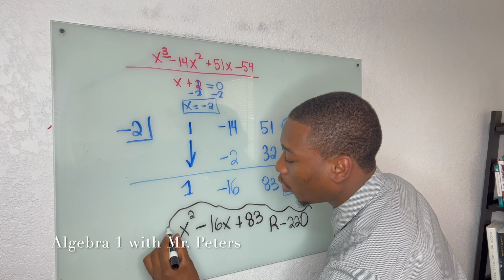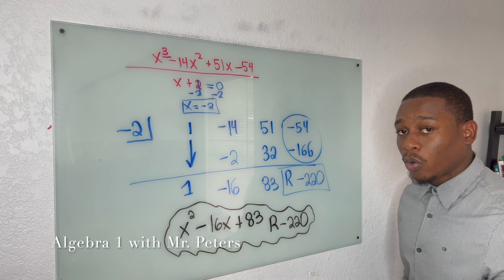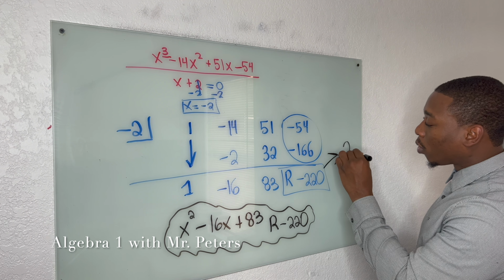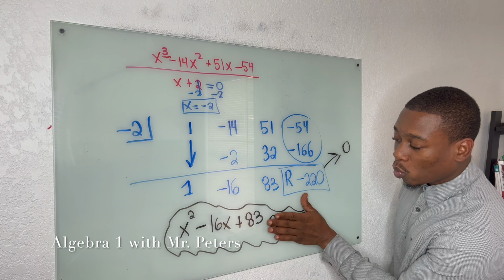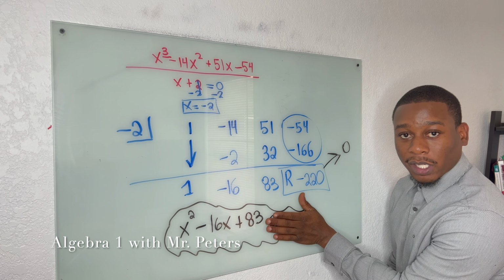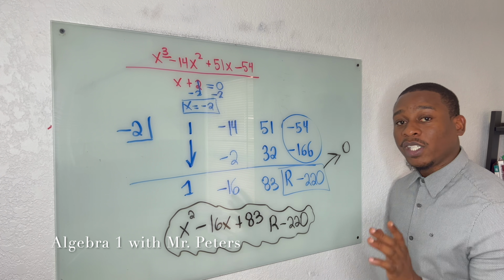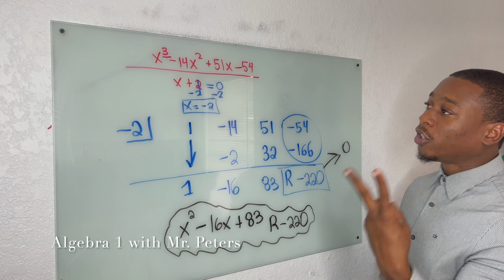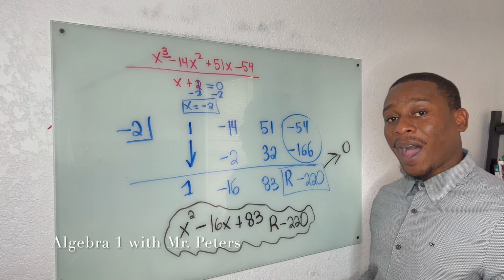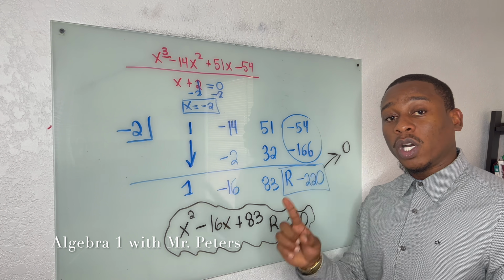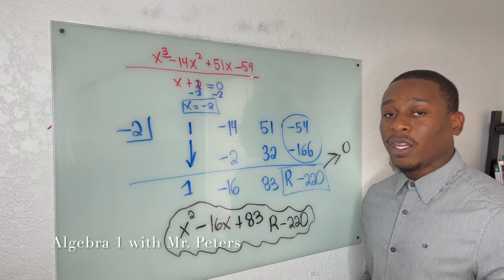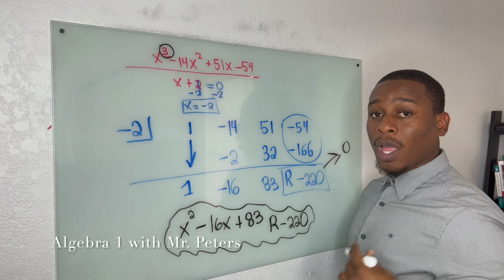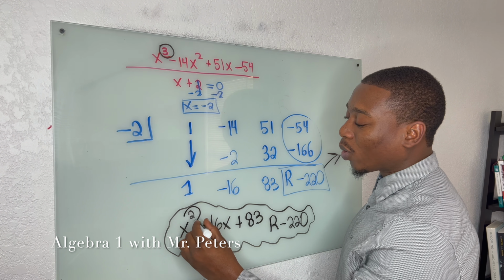Now, before we wrap this video up, just two things I want to remind you guys of. Number one, if this was 0, there won't be no remainder. The answer would just be x squared minus 16x plus 83. So please just remember this last slot is your remainder. If it's 0, no remainder. Two, after you divide, your answer is always going to be one exponent lower than the original problem. And this is what I mean. Original problem was x to the third. Our answer starts off with x squared.